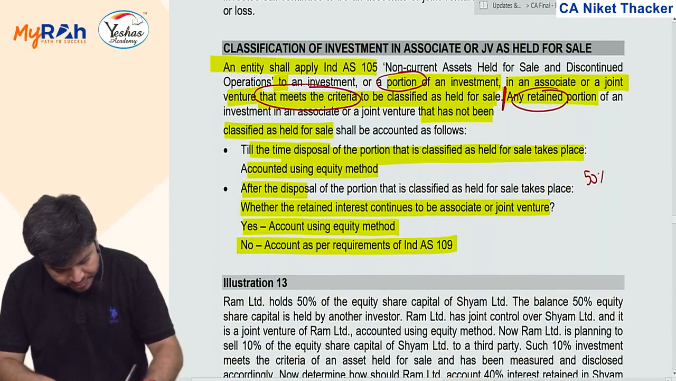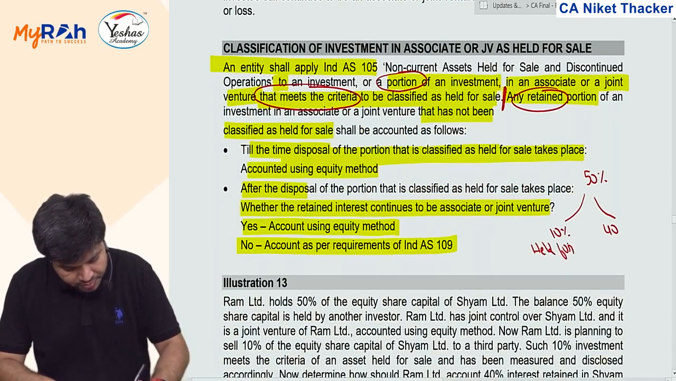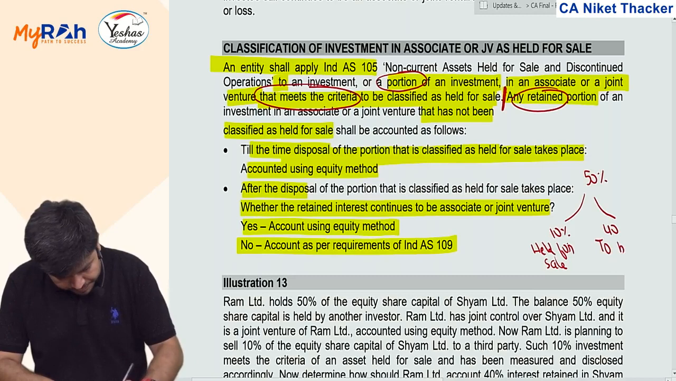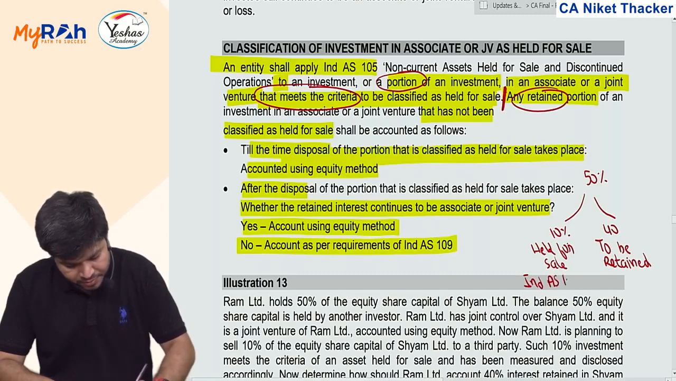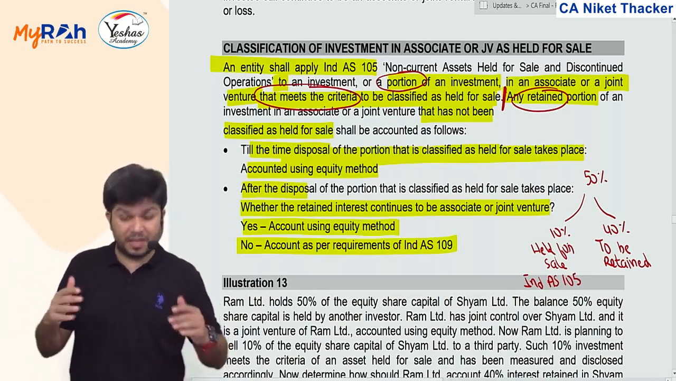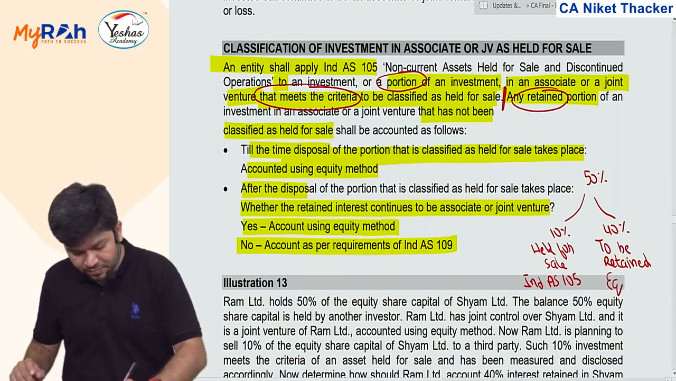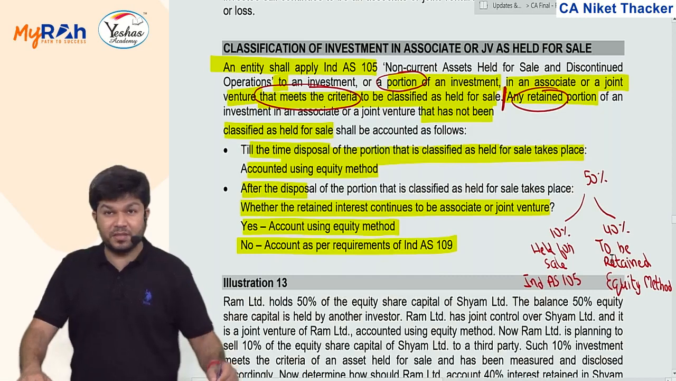Okay, so just pay attention. I just write over here 50 में से 10% held for sale, and this is to be retained. This will be as per Ind AS 105, and 40% I want to retain, right? Even after selling 10, 40 may will be associate, continue equity method.